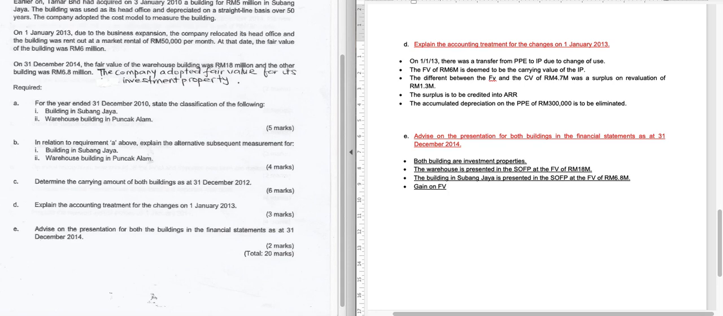So the gain on fair value is presented in the SOPL under other income. I just mentioned under income. Okay, so that's all. Answer for April 2015. Thank you.